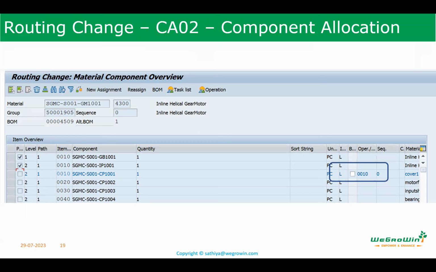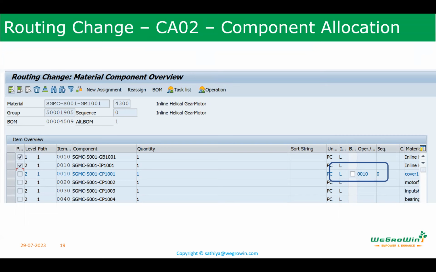We can assign only the finished products, not other product. No. The material assignment is you are assigning the particular routing itself to that particular product. That is material assignment. Okay.